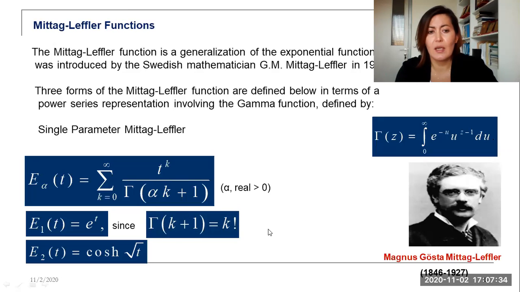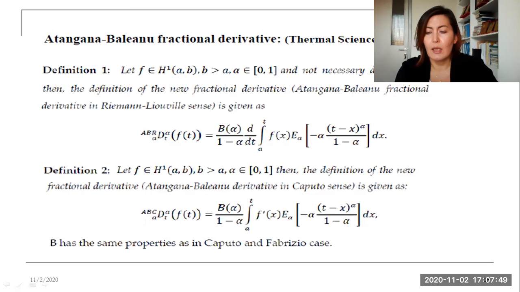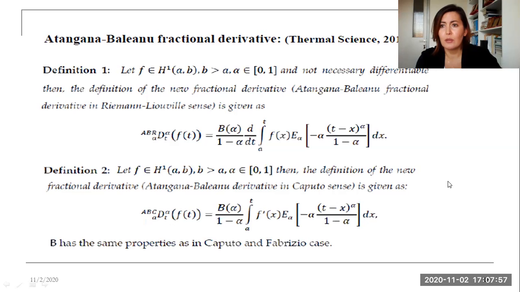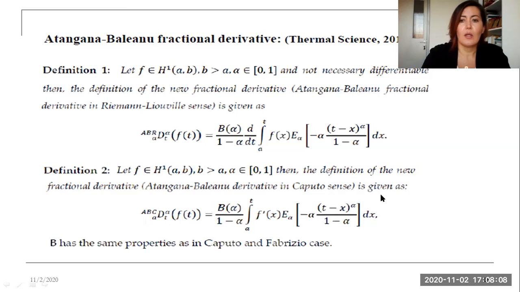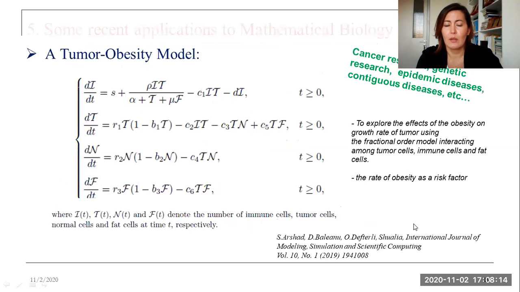As a generalization of the CF operator, we have the Mittag-Leffler derivative, where instead of the exponential function, the Mittag-Leffler function is used. As you see in the definition, the exponential term inside the definition is replaced by the Mittag-Leffler function. And here again we have the normalization function. It is called the AB derivative in Riemann-Liouville sense and Caputo sense.